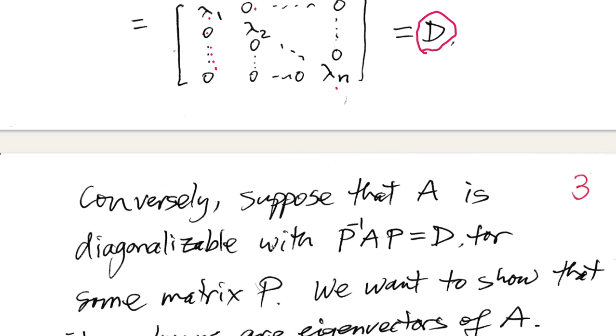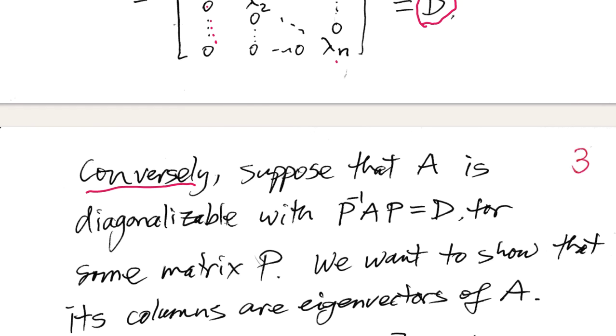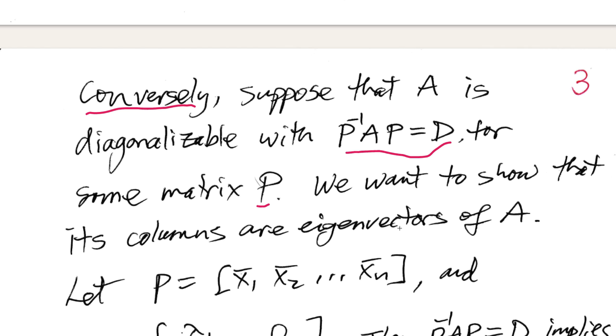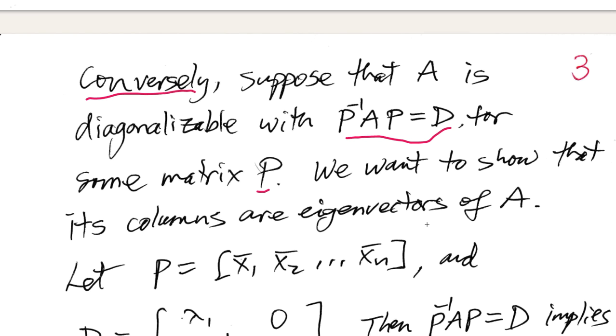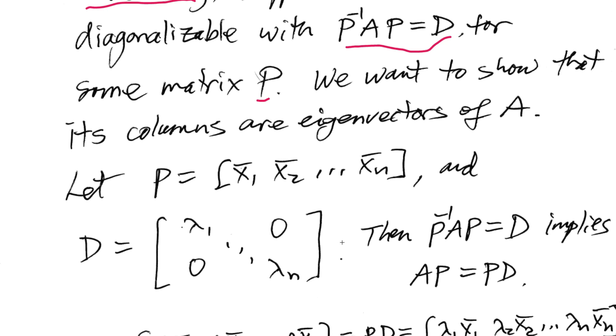Okay, let's look at the other direction. So conversely, suppose that A is diagonalizable with P inverse A P being our diagonal matrix D, for some matrix P. I want to show that its columns are eigenvectors of A. Okay, let's just say these are the columns. P is x1 bar, x2 bar, down to x sub n bar. And let's say these are the diagonals. They happen to be lambdas, but we're pretending we don't know those are eigenvalues.